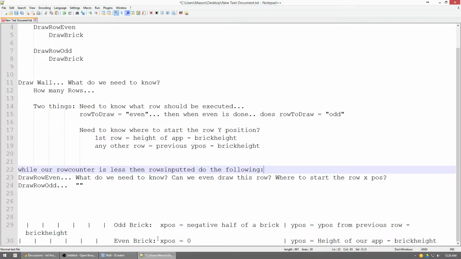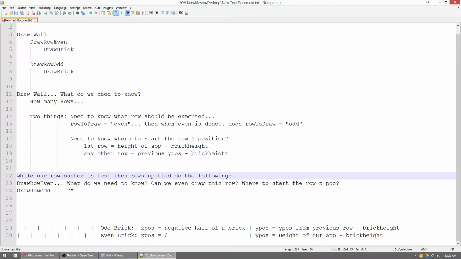Okay, so when we draw our first row, what is our row count? Row count equals 1, right? Then what happens here? Row count equals 2, right? It does this over and over again. If we need to draw 5, every time you draw a row, you just add 1 to your row count.